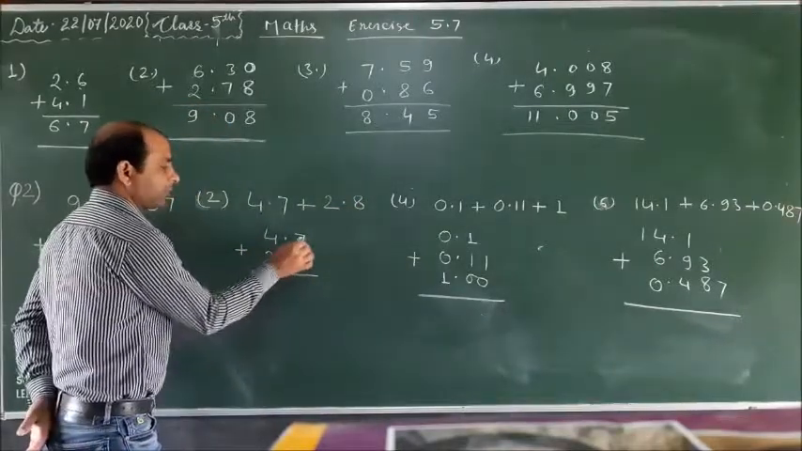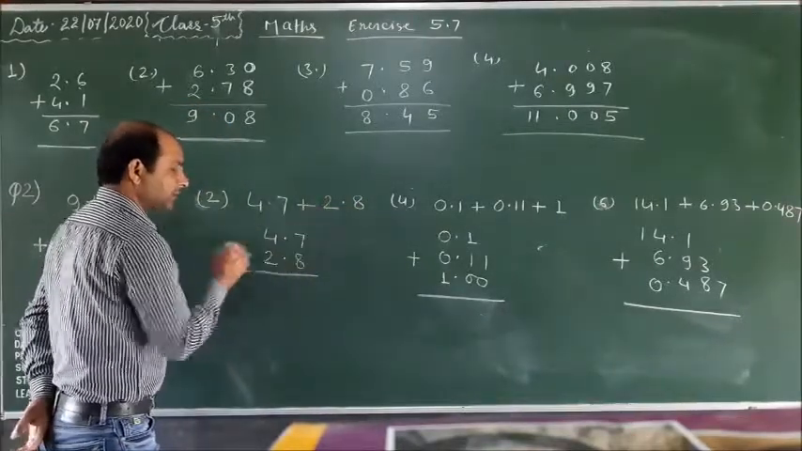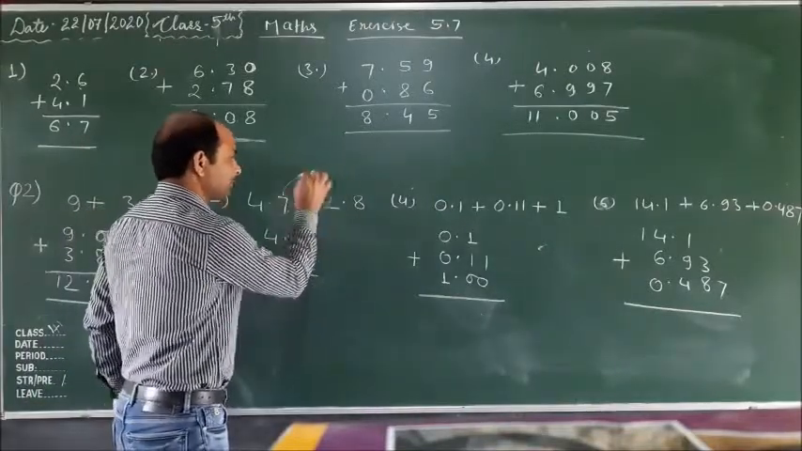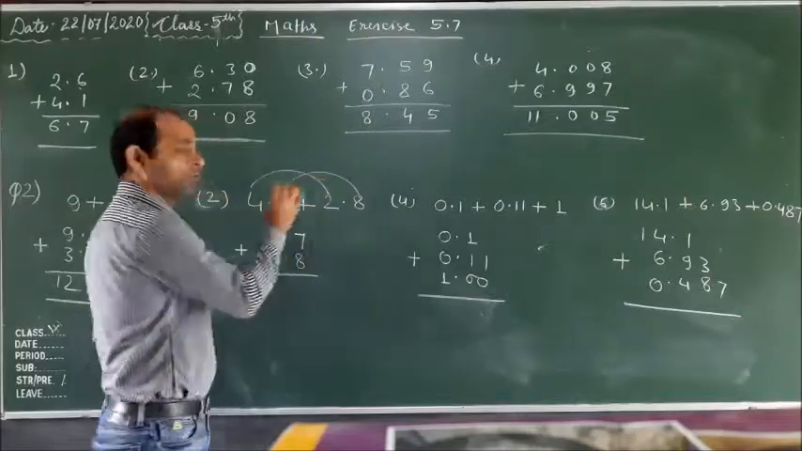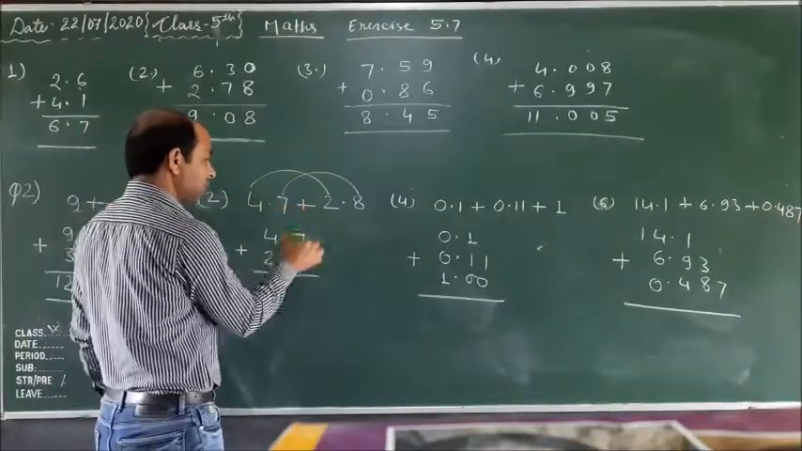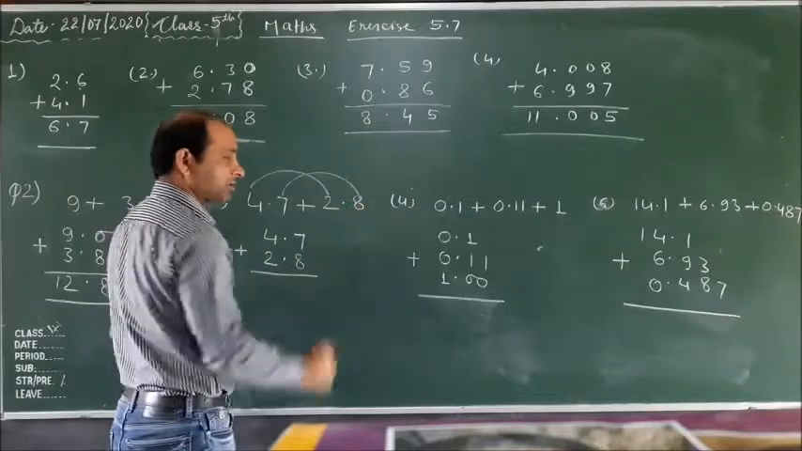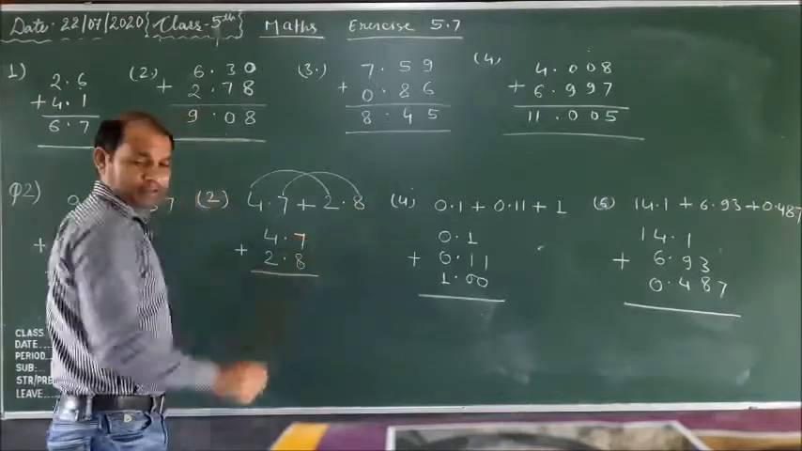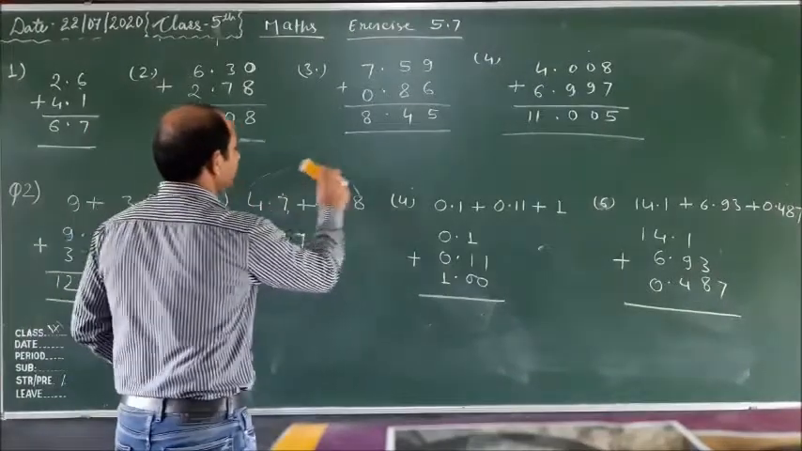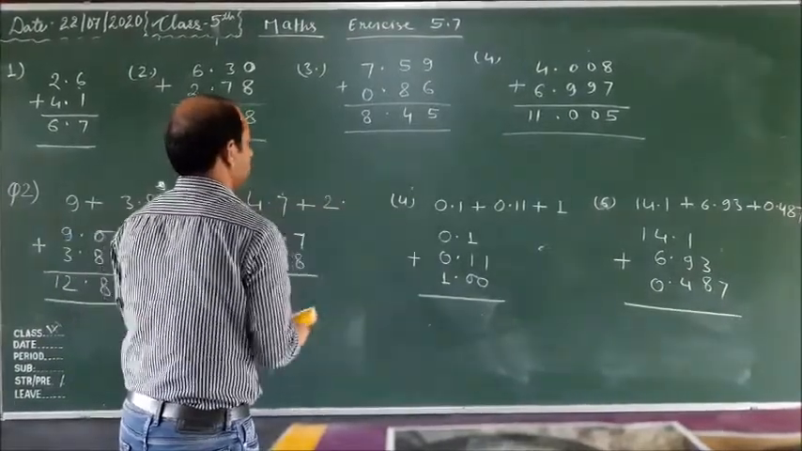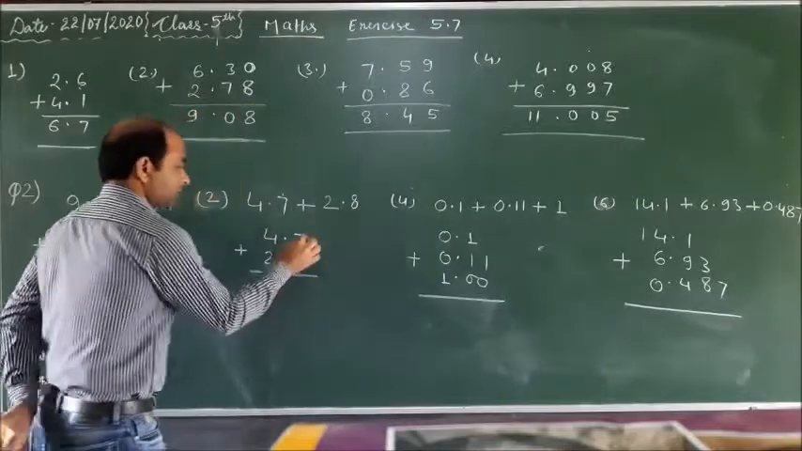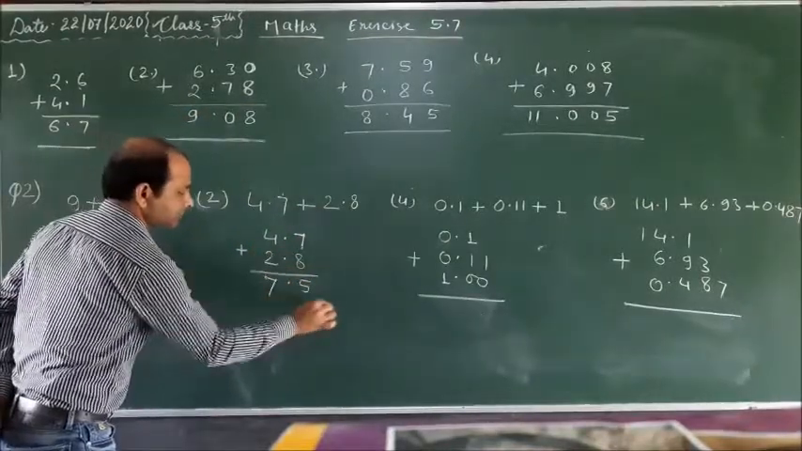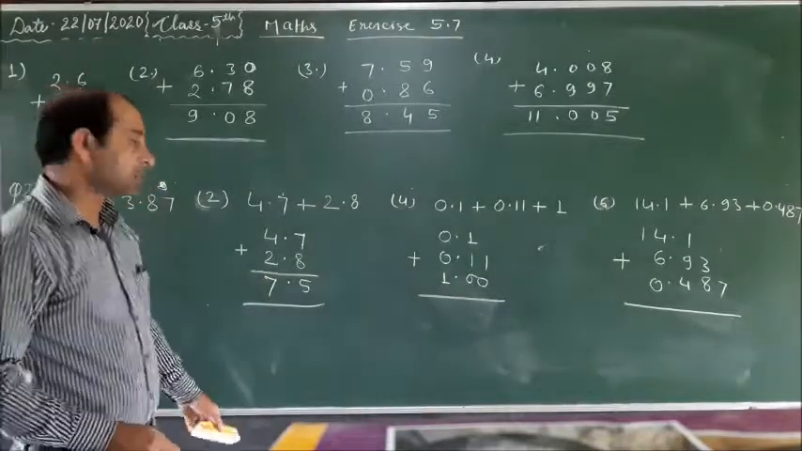Now the next question: 4.7 plus 2.8. We write 10th place under 10th place and 1s place under 1s place. 7 is in the 10th place and 8 is also in the 10th place. So we write here 7 and 8. Now 8 plus 7 is 15. 4 plus 2 is 6, plus 1 is 7. 7.5 is your answer.